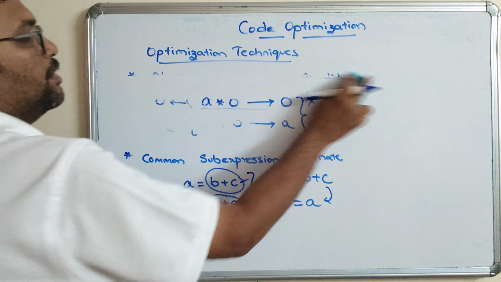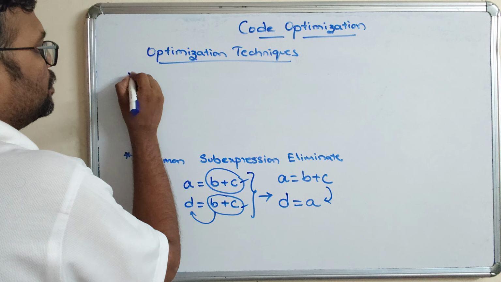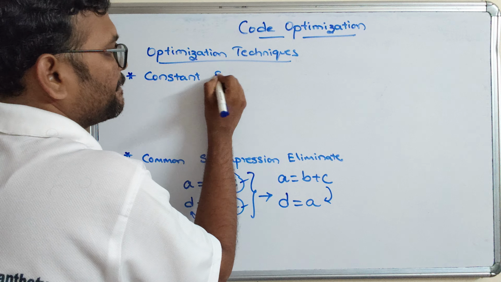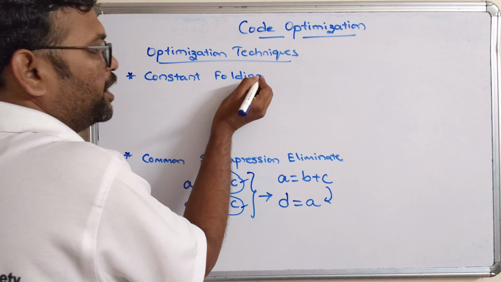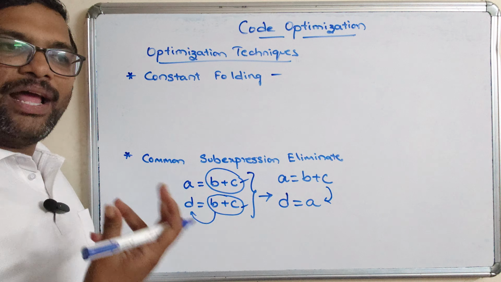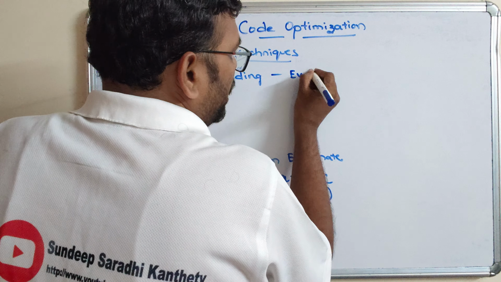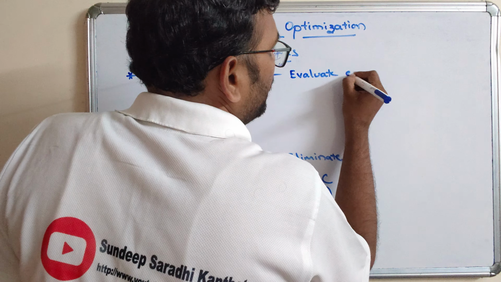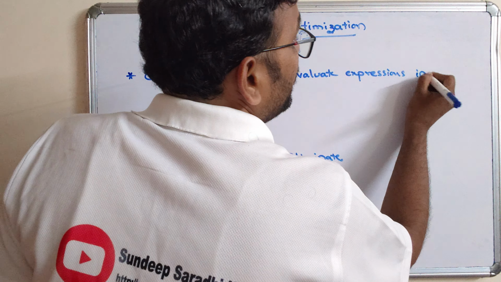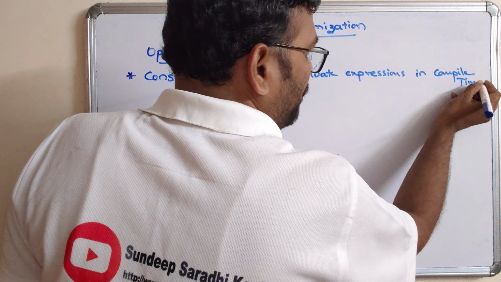Next, constant folding. Here we can evaluate some computations at compile time, that is, evaluate expressions in compile time itself. So we know the compile time and runtime.